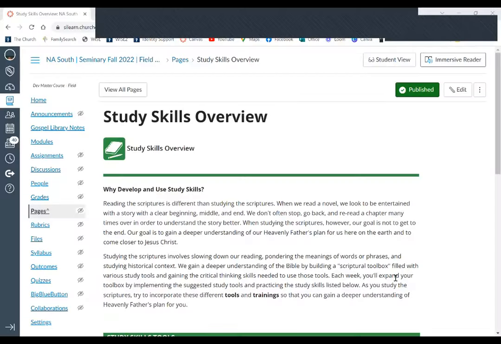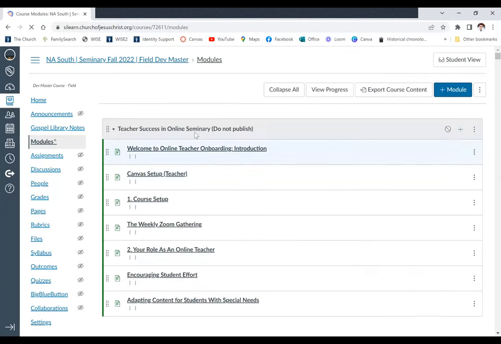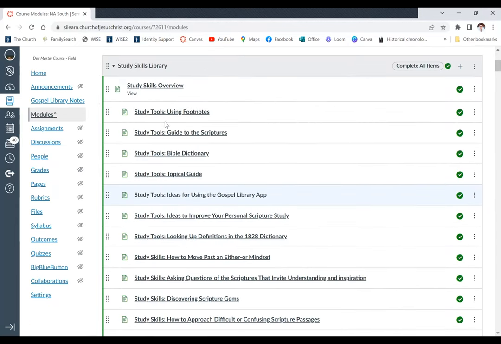In online seminary, we added a new page, or it's a new module called Study Skills Overview. So if I go into my modules, for example, in the new curriculum that's been created specifically for the Southeast area, our seminary teachers have access to, as soon as it pulls up, this section right here called the Study Skills Library.